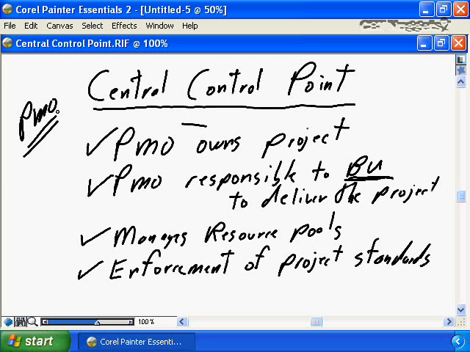That's not to say this aspect of a central control point is bad. This implementation of a PMO speaks very much of the project-based organization that we discussed in the organizational structures nugget. So again, it's going to depend on what level of control, what level of enforcement, what level of responsibility the organization wants the PMO to have versus what level of control, what level of ownership, what level of responsibility the business unit should have for the project.